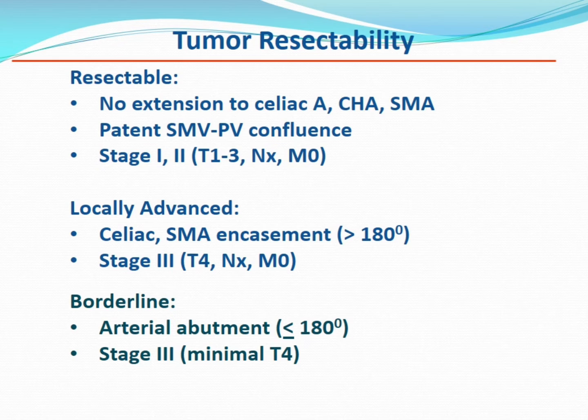In locally advanced disease, there is encasement of the superior mesenteric artery. If the tumor is in the head of the pancreas, there is encasement of the superior mesenteric artery by more than 180 degrees, and if the tumor is in the pancreatic body, there is encasement of the celiac axis by more than 180 degrees. For borderline tumors, there is arterial encasement by nearly 180 or 180 degrees, whether the tumor is in the head or in the body of the pancreas. If the tumor is in the head of the pancreas, there is encasement of the superior mesenteric artery by nearly 180 degrees or 180 degrees, and if the tumor is in the body of the pancreas, there is encasement of the celiac axis by nearly 180 degrees or 180 degrees.